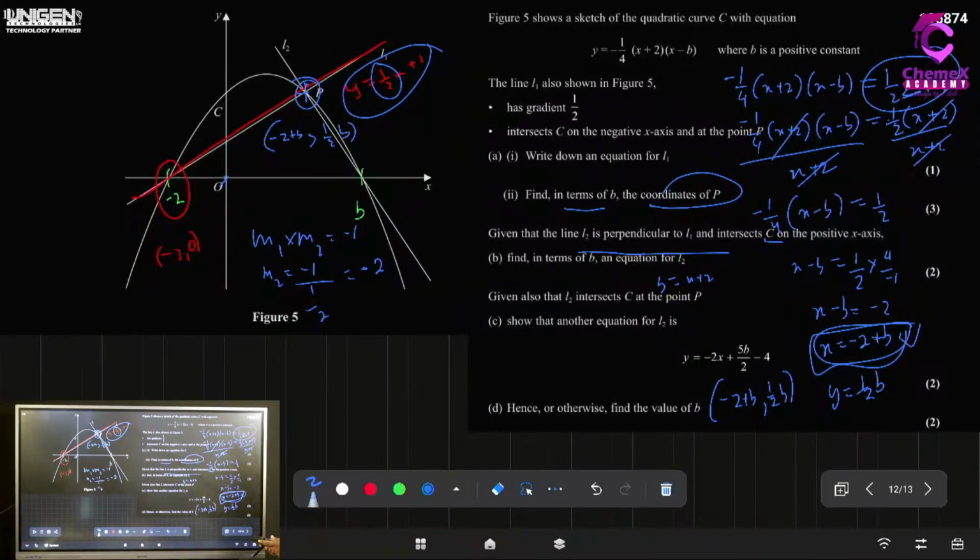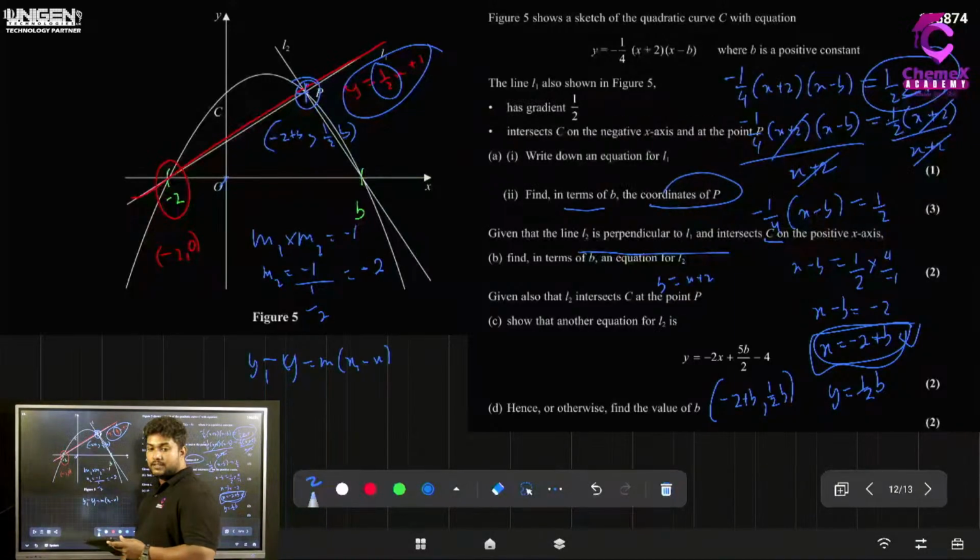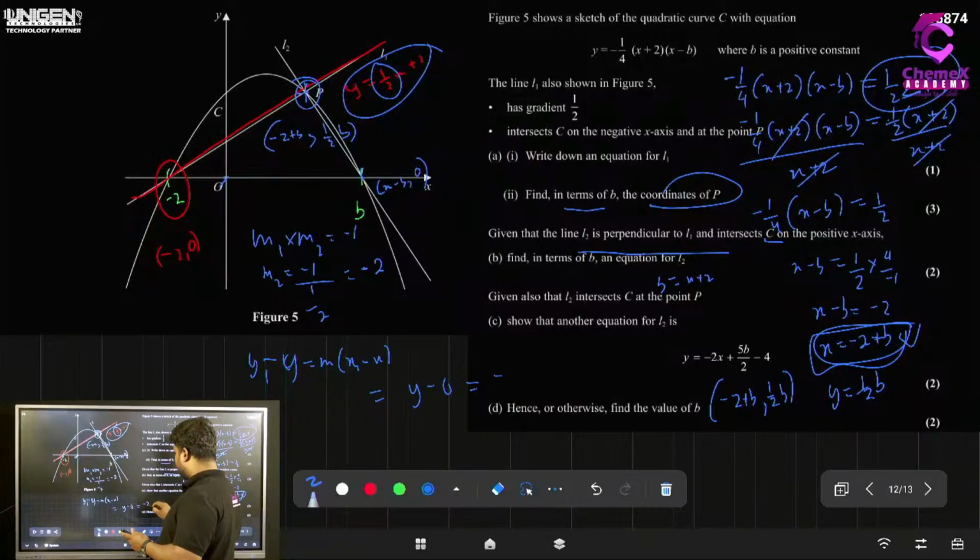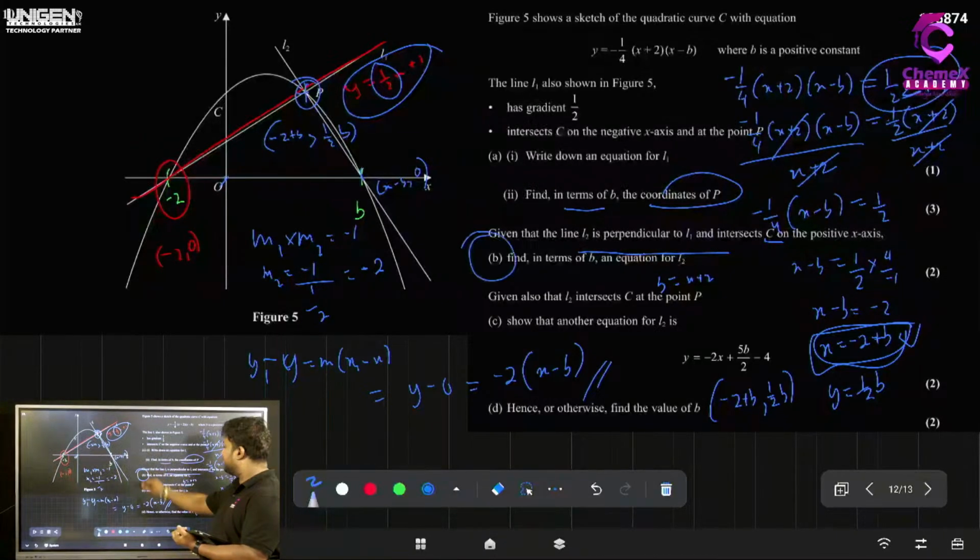Now how do you do this? You can write the equation y minus y1 equals m bracket x minus x1. So what's going to be the equation then? y minus 0, because here the coordinate is (b, 0), right? So it equals minus 2 bracket x minus b. That's the equation of L2 in terms of b.